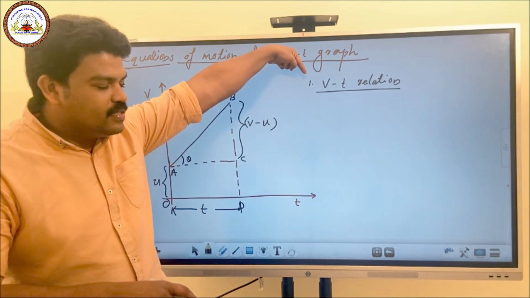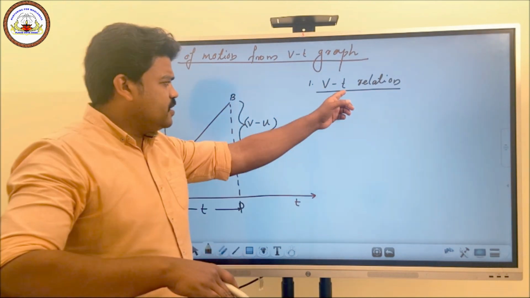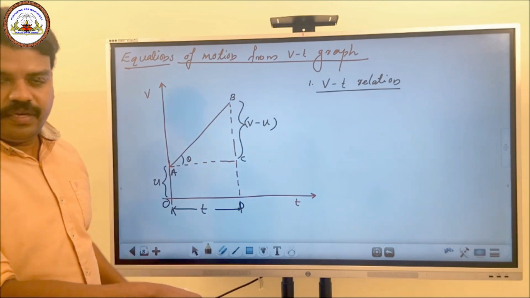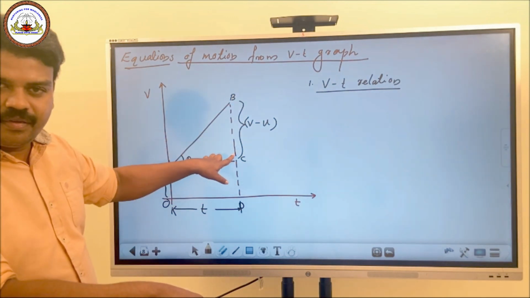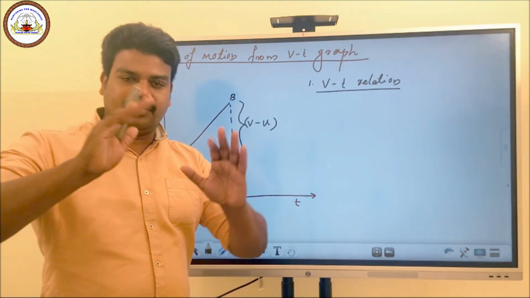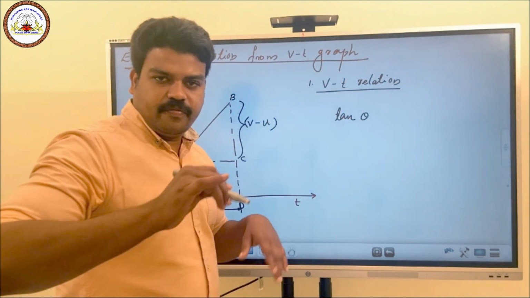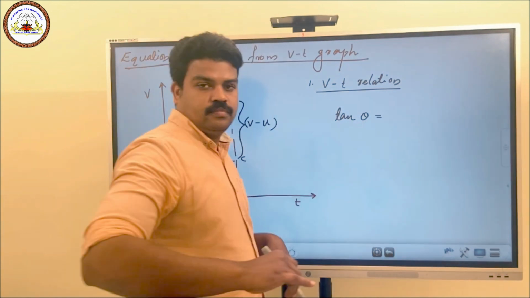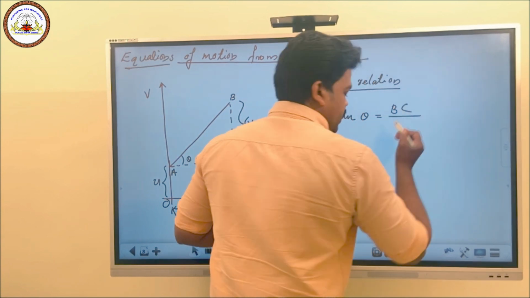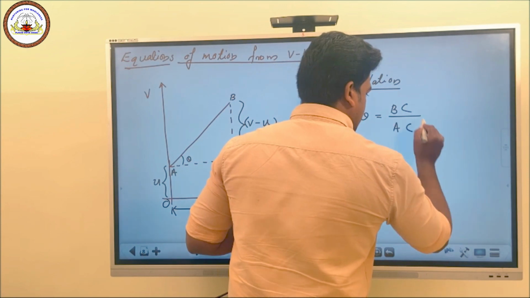The first one is the velocity time relation, independent of the displacement. To find the velocity time relation, we can see a right angle triangle ABC here. Using this triangle ABC, you can take the slope of this graph. Tan theta is the slope of the line. The slope tan theta is equal to the opposite side BC by the adjacent side AC. So tan theta is equal to BC by AC.